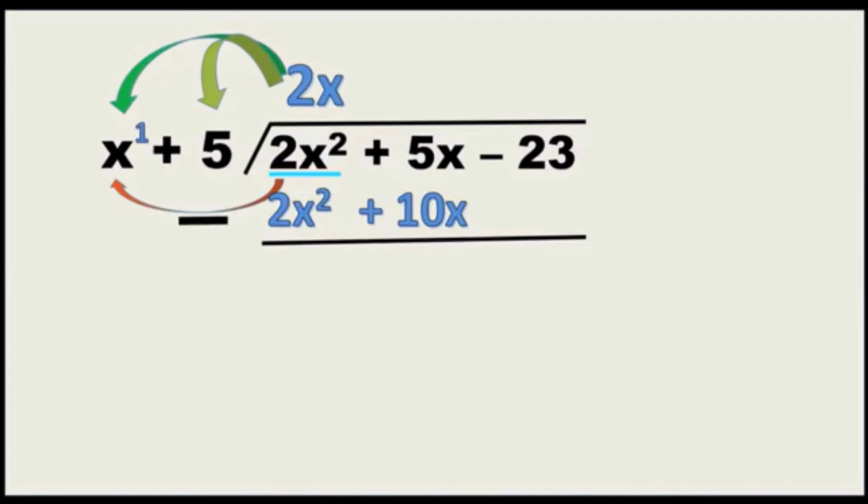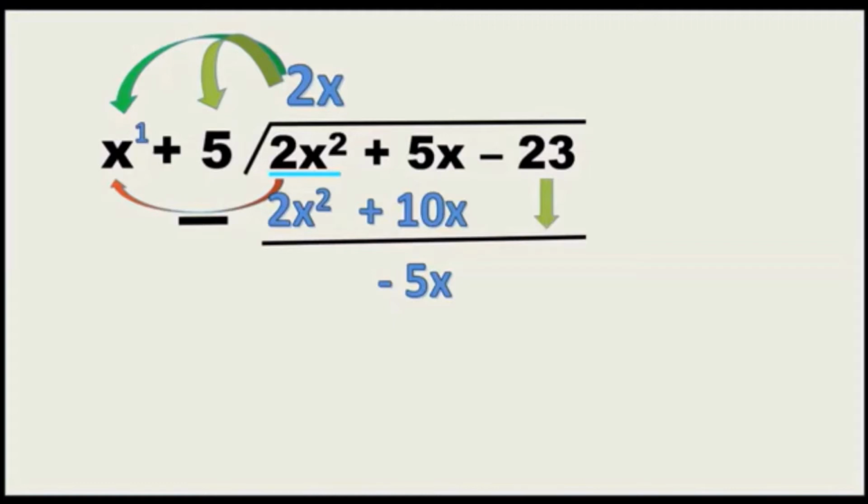So, next step is to subtract. Okay, minus. First, 2x squared minus 2x squared is 0. Right? 2 minus 2 is 0. Then next, 5x minus 10x, 5 minus 10, it's negative 5. Then just copy the x. Okay, you have now the answer, which is negative 5x. And then after that, bring down the remaining term of the dividend. So, negative 5x minus 23, we bring it down.